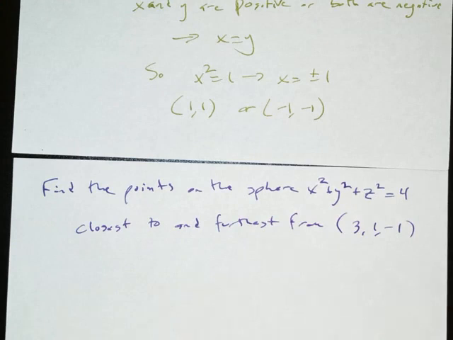Here's a variation of this problem. Find the points on the sphere x squared plus y squared plus z squared equals 4. Wait a minute. That's a ball of radius 2 centered at the origin. So all of the points on that are equally distant from the origin. That doesn't help me. But let's pick another point: (3, 1, -1). What's the point on the sphere closest to that? What's the point on the sphere furthest away from that?